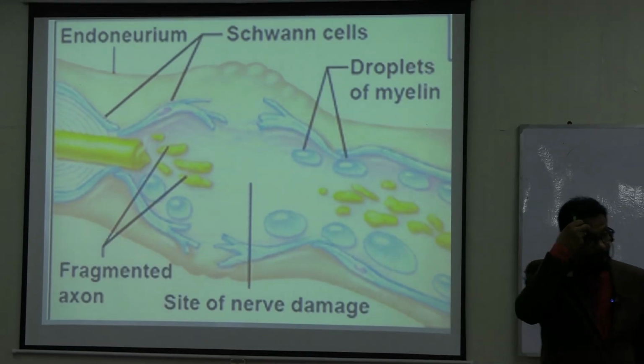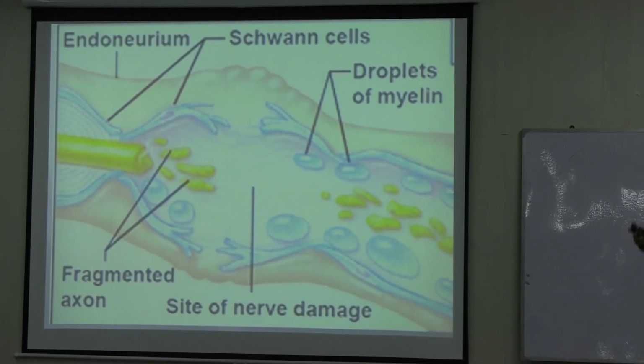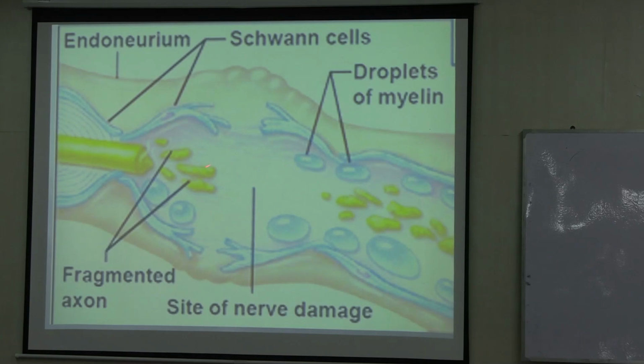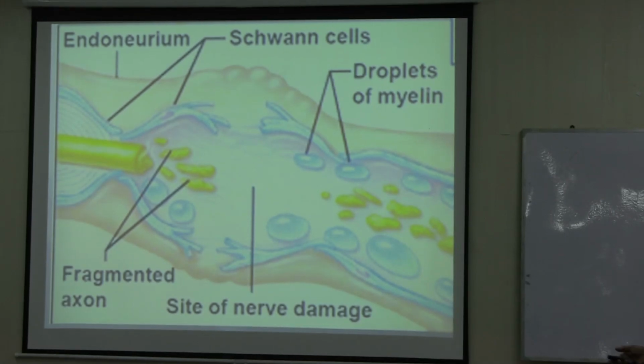See the image? Here is the cut injury. So this is the endoneurium. See, the endoneurium is intact and the axis cylinder is broken. Axis cylinder is broken into pieces. And see, these are the Schwann cell myelin sheath. These are breaking, droplets of myelin.